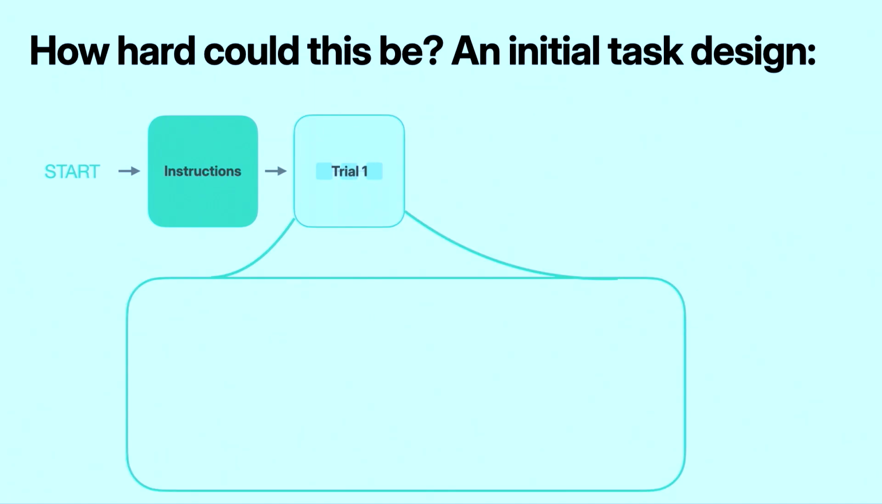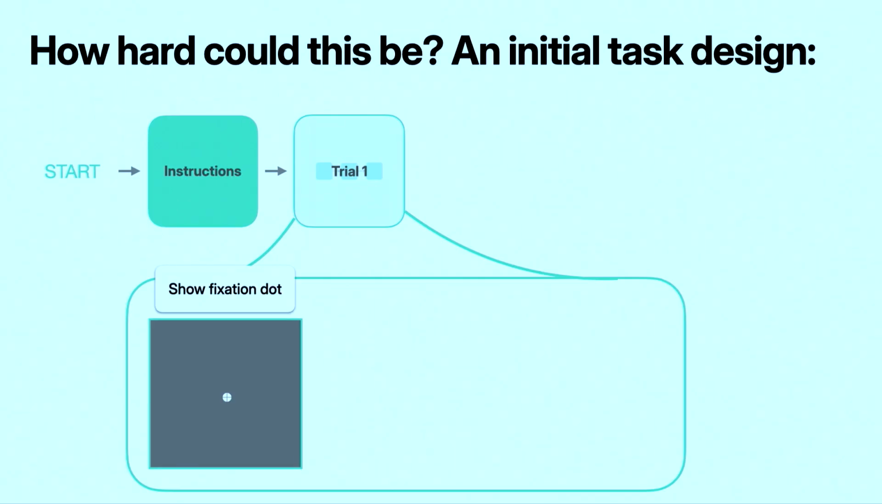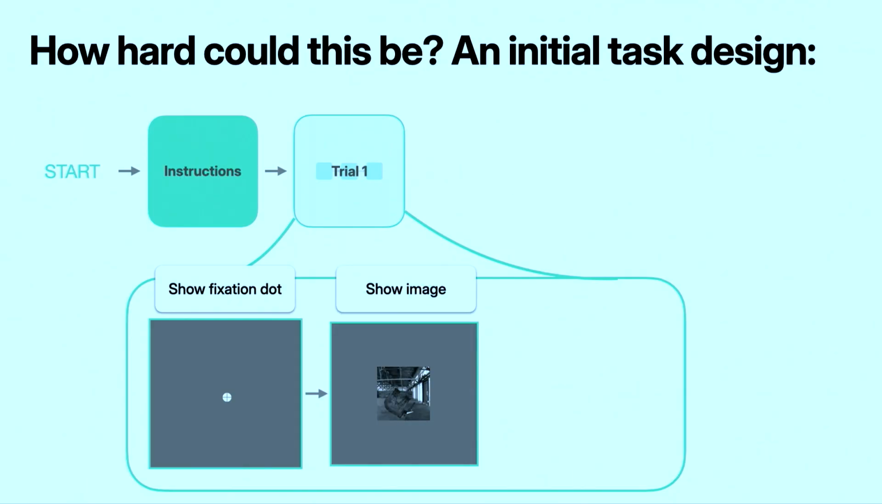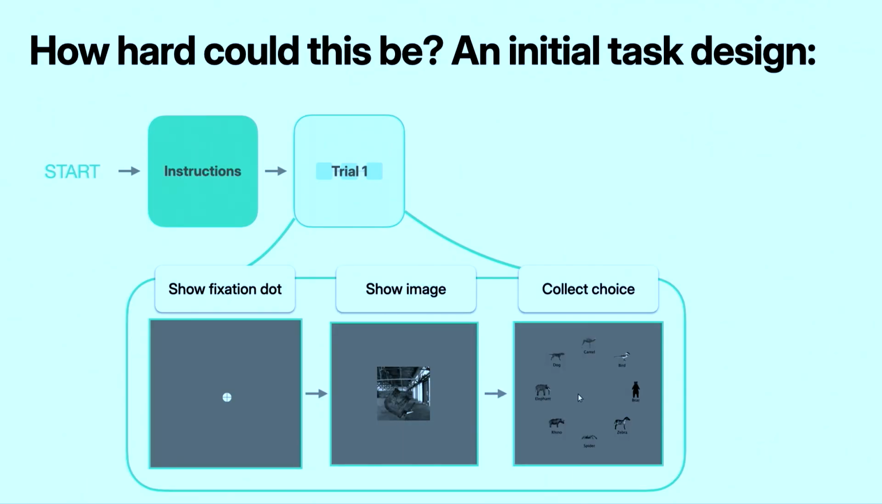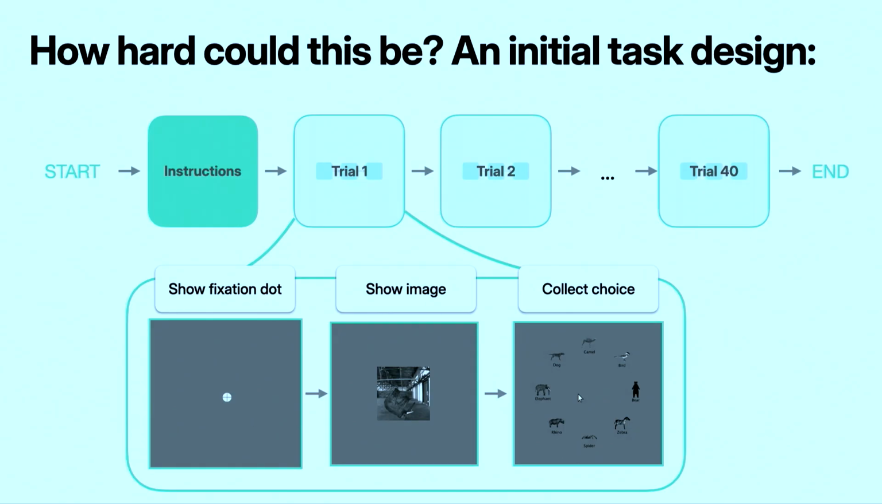That trial will consist of a couple of phases. First we'll show a fixation dot. This is a classic visual science tool to have the person look at a particular part of the screen. Then we'll show the image for 200 milliseconds. And finally, we'll present an array of choices, and the person has to click one of them. Let's just repeat this for all the other images that we have. We have 40 in total. And when they're done, let's pay them.